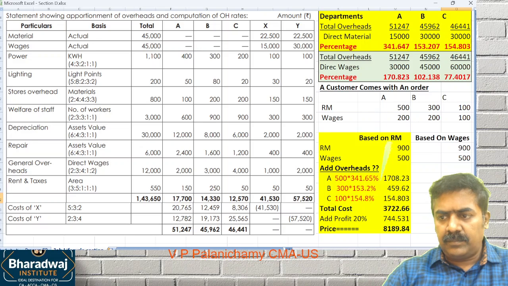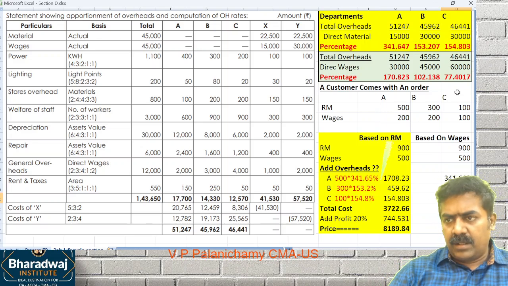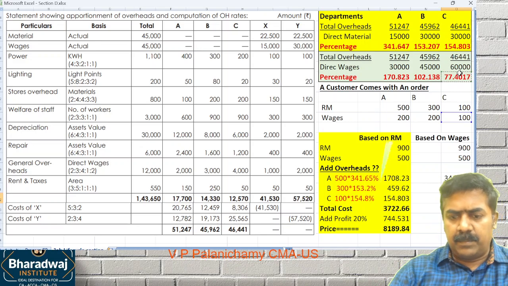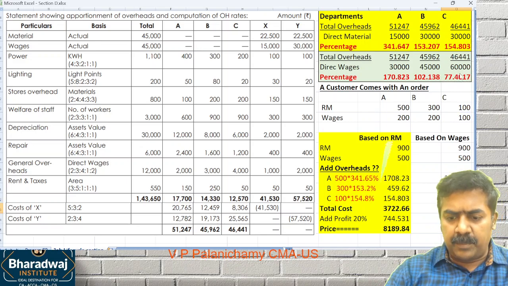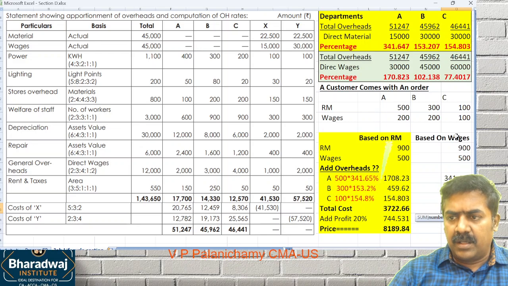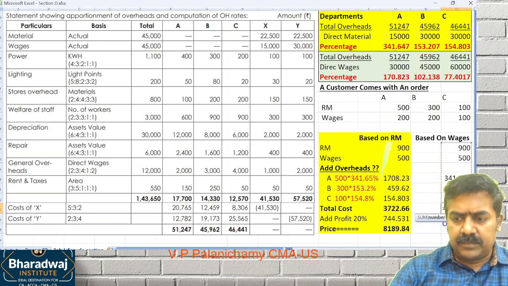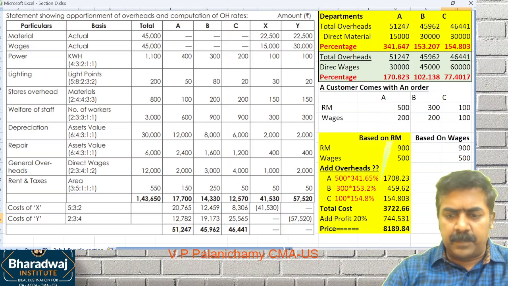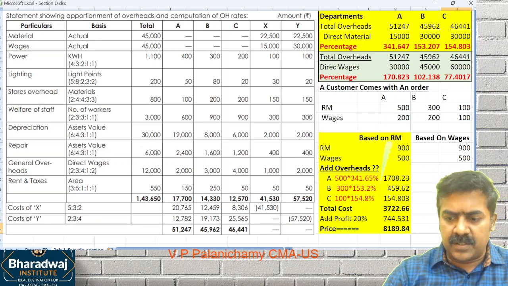102%. Then 100 into 77%. So you add up, you get the total cost. Then add 20% profit margin and quote the price.